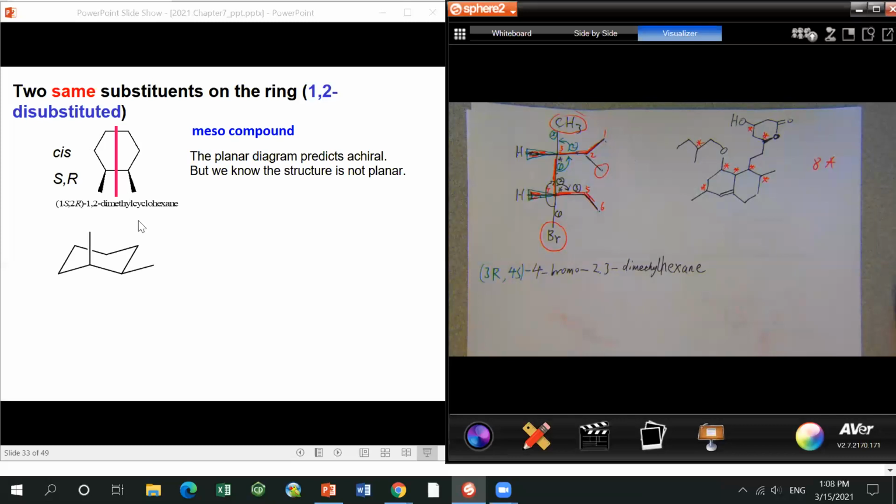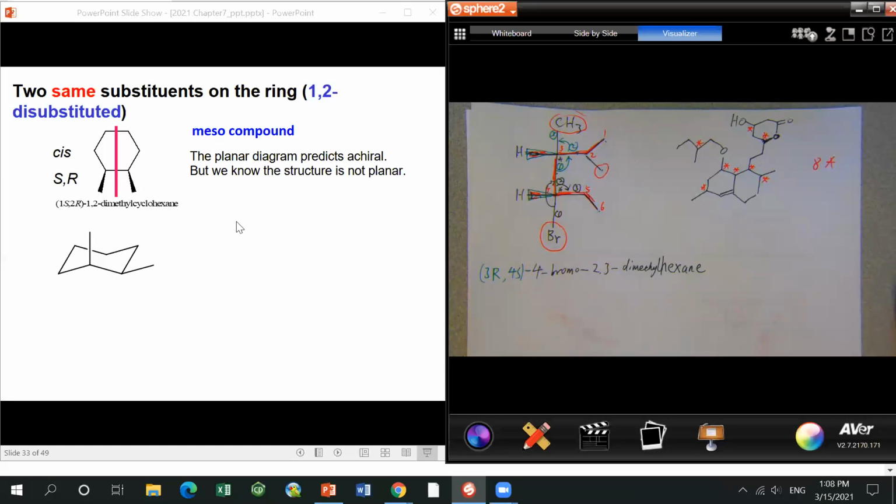All right, so that's the chair conformation for cis-1,2-dimethylcyclohexane. Both are wedge bonds, so that means both point up. Then one has to be equatorial and one axial. In this case there's no symmetry plane cutting through this molecule, so it looks like this molecule should be chiral. With no symmetry plane it should be chiral. But don't forget, we have 2 same substituents.